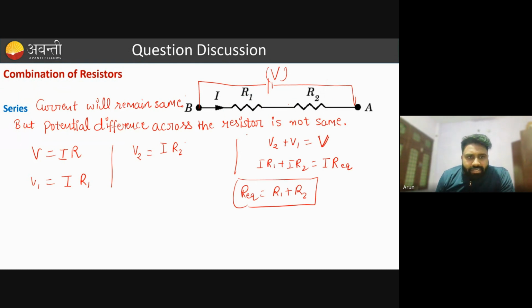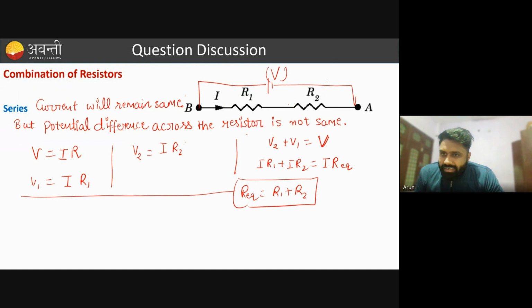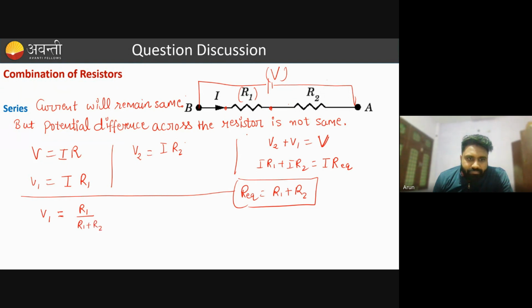Now, one of the questions that can be asked is the potential difference, because current is same, so there is no point to ask current. They can ask you about the potential difference across R1, potential difference across R2. So how to calculate that? From Ohm's law, V1 equals IR1 and V2 equals IR2, so we can say that V is directly proportional to R. This is the formula to calculate the potential difference across a resistor in series. If you want to find the potential across R1, take R1 divided by R1 plus R2, multiplied by the total voltage. Same for V2, it will be R2 upon R1 plus R2 into the total voltage.